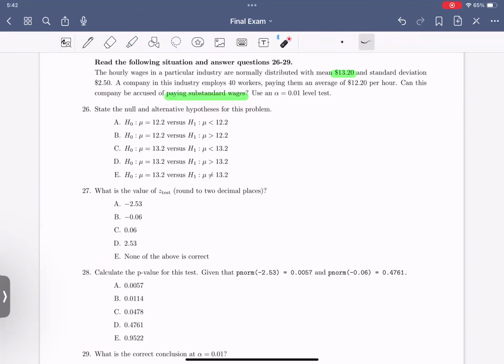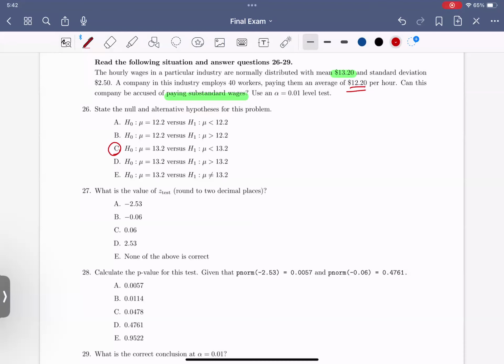So the correct and most appropriate answer is going to be choice C, because you put the equal sign here, 13.2, and less than 13.2 in the alternative hypothesis. That 12.2 is not in our alternative hypothesis. That one is the value of the X bar, I mean, after you draw the sample.